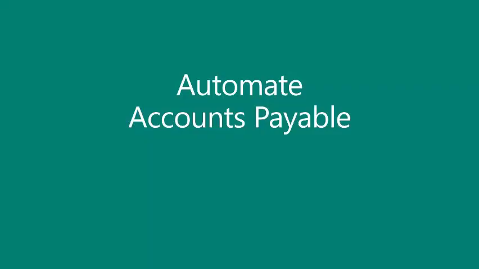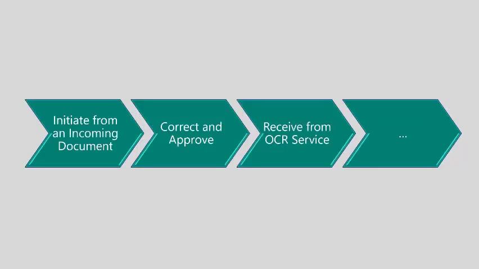In this scenario, we'll show you one way in which you could automate accounts payable process using Dynamics 365 Business Central. To do this, we'll show you how we initiate the process from an incoming document. So this is where a vendor would send me a PDF or a JPEG file. We'll scan the document, so I have an electronic format, and then we'll go ahead and correct and approve.